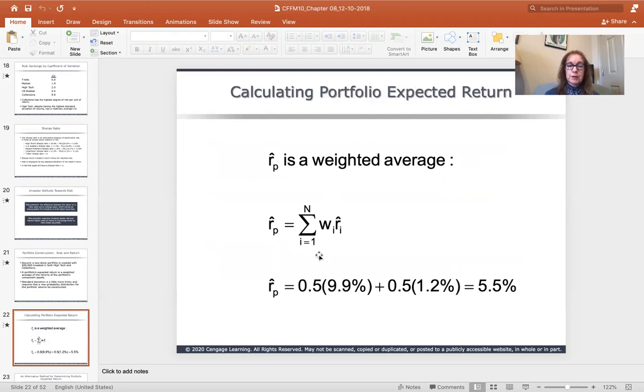First of all, let's calculate the expected return of the portfolio. The easiest way to do that is just to take the two returns and do a weighted average. We have half of our money in high tech, which had an expected return of 9.9%, and half of our money in collections, which has a return of 1.2%. So our average return is 5.5%. Since we have the same amount in each one, 50-50, an easier way to do this is just take 9.9 plus 1.2 divided by 2. You get the same number. So the average return is 5.5%.